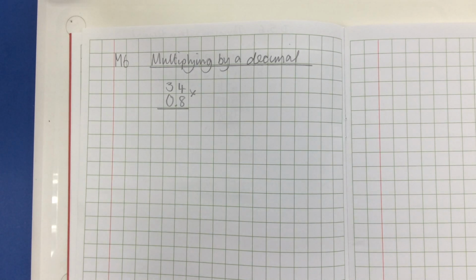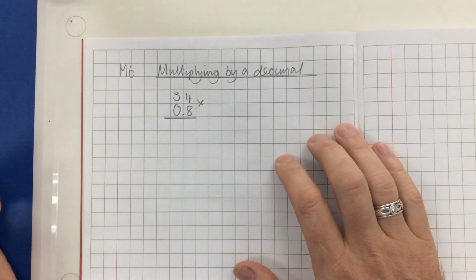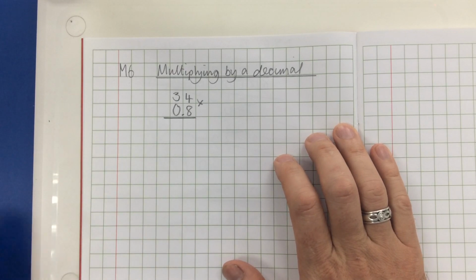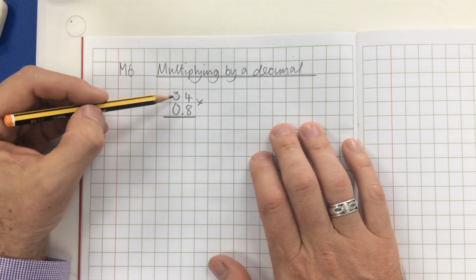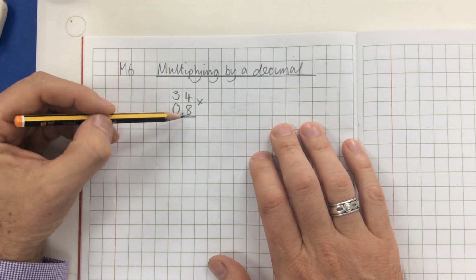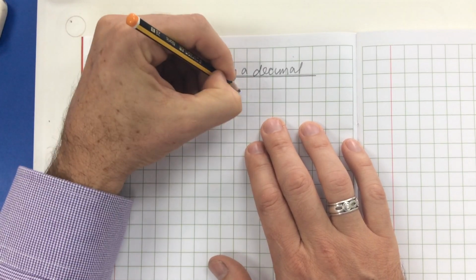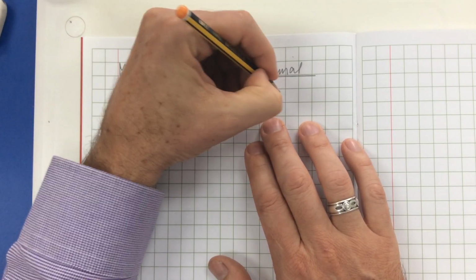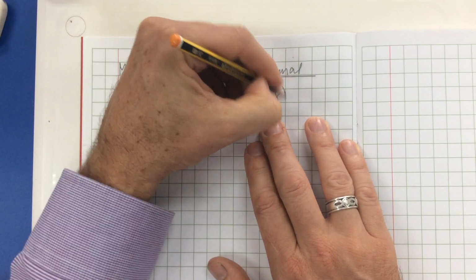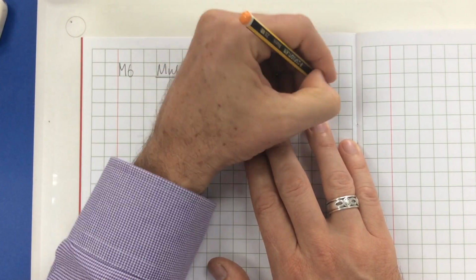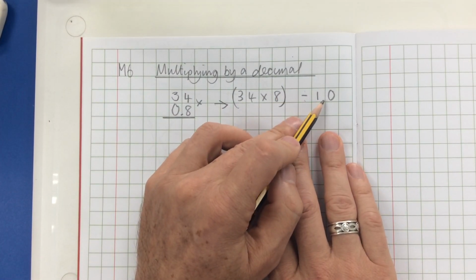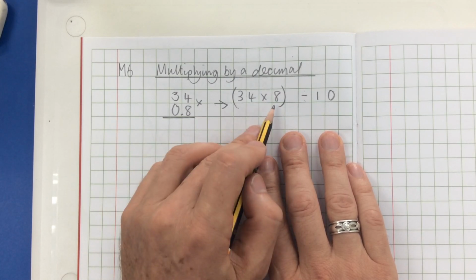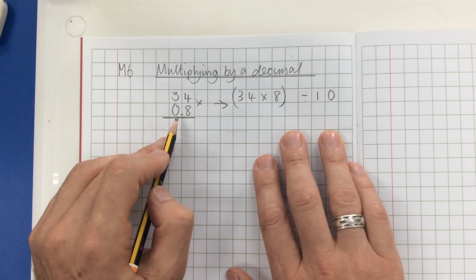In this video I'm going to be multiplying by a decimal. Now I've got the question 34 times 0.8, and the method that I'm going to use is to multiply 34 by 8, and then divide that answer by 10. Because 0.8 is 8 divided by 10, and it's much easier to multiply 34 by 8 than it is 34 by 0.8.